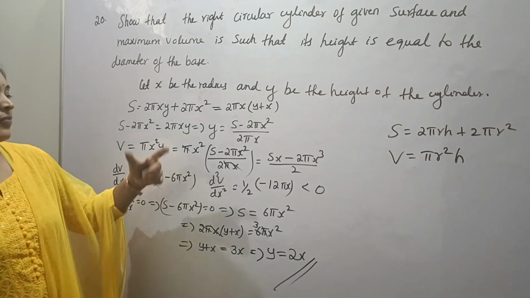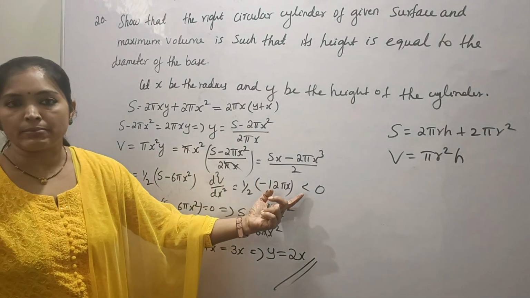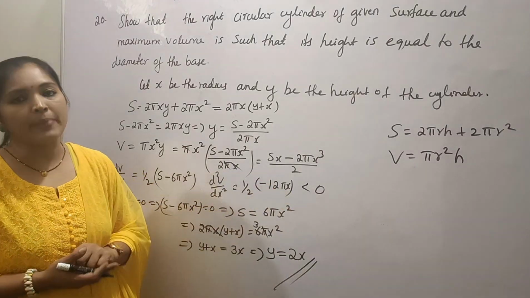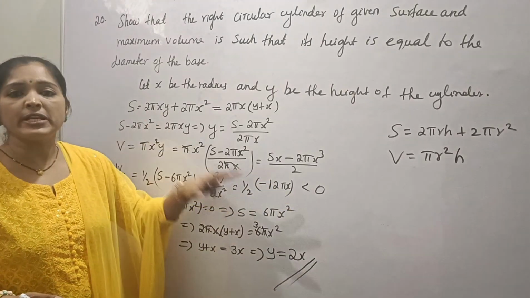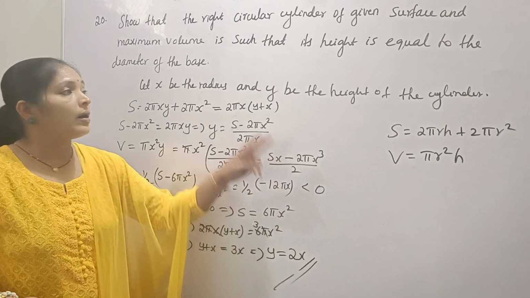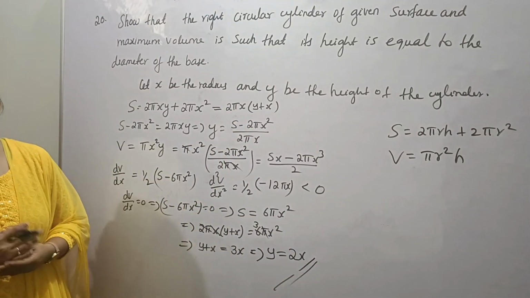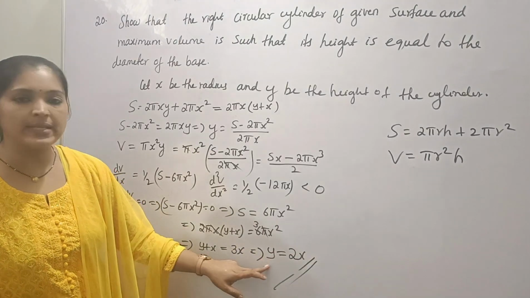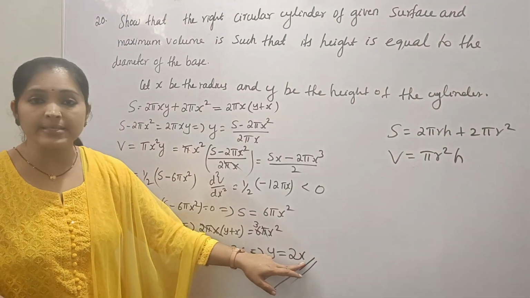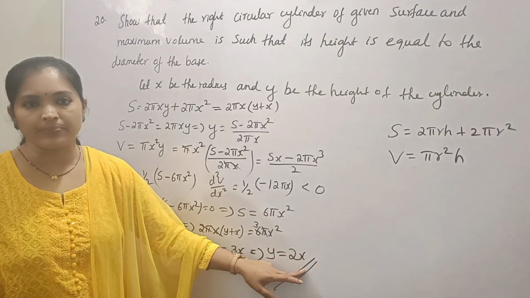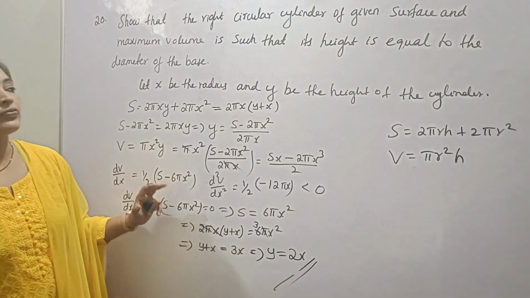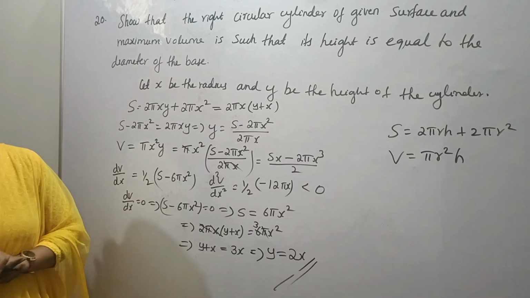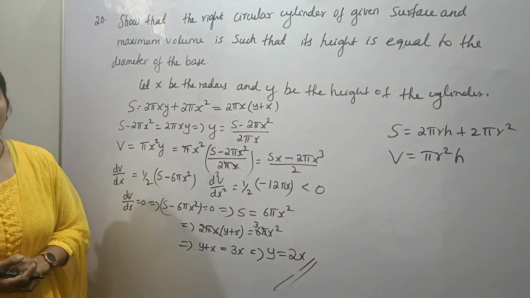So here we have got the volume is maximum, right? That is, the second derivative is less than 0. Second derivative less than 0 means the volume is maximum. So when the volume is maximum, the height and diameter of the cylinder are equal. Okay, that is y is equal to 2x. Y is the height of the cylinder and x is the radius, therefore 2x is the diameter. Therefore, when the volume of the cylinder is maximum, height and diameter of the cylinder are equal.